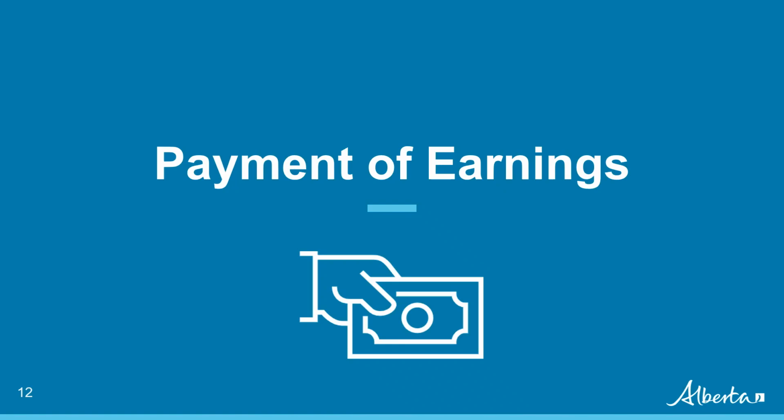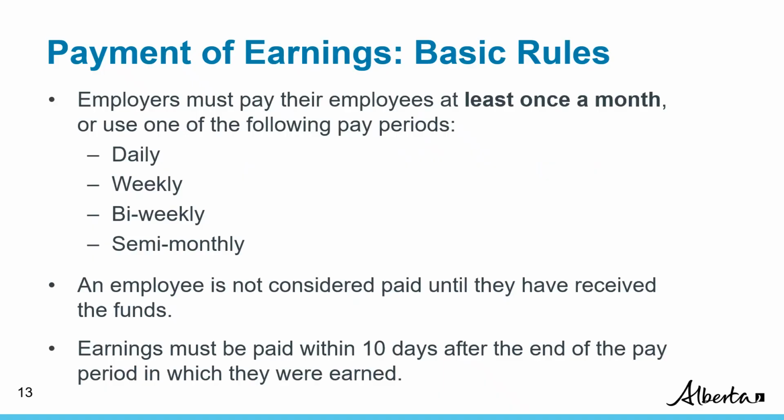Payment of earnings. Employers must pay their employees at least once a month or use one of the following pay periods listed on the slide: daily, weekly, bi-weekly, or semi-monthly. An employee isn't considered paid until they receive the funds, and earnings must be paid within 10 days after the end of the pay period in which they were earned.